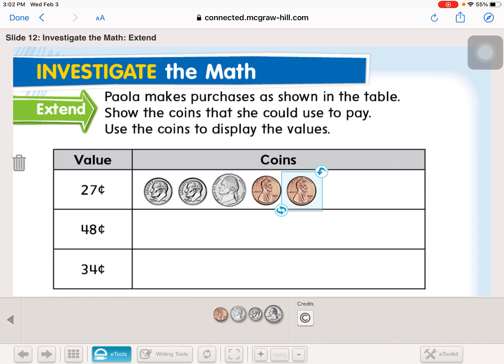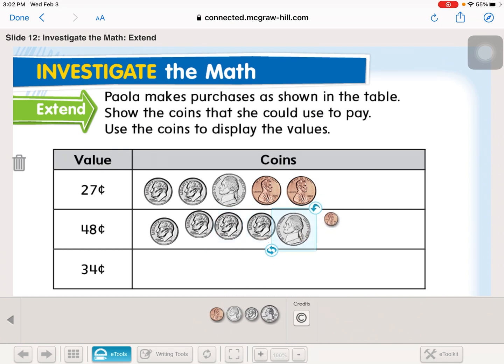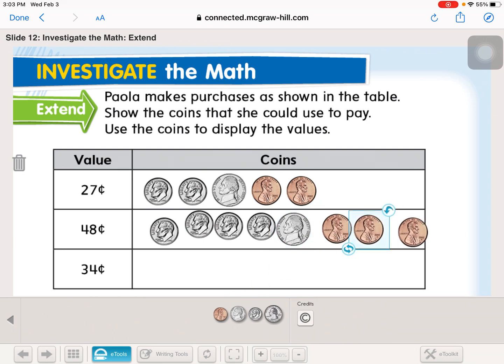Let's do the same thing with 48. Again, not using the quarter, just the nickels, dimes, and pennies. So 48, 10, 20, 30, 40, 45, and then we need to get to 48, 46, 47, 48. Okay, and I know I needed 4 dimes because 4 groups of 10, right? 10 plus 10 plus 10 plus 10 equals 40.